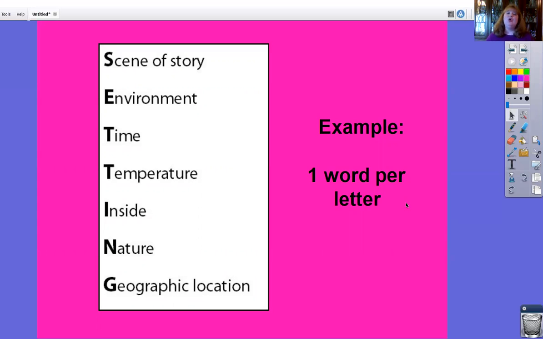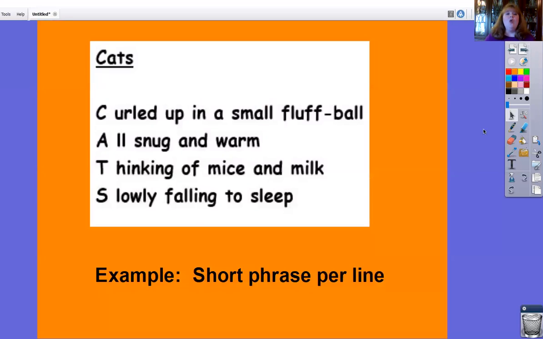And in this example, you will notice that you are only using one word to describe this topic. Only one word for each letter in the poem. So one word on each line. Now you can do it that way, or let's look at another example. This example is about cats. We know that because when we look at the topic, we see the letters going down the left side and it spells out C-A-T-S, cats.